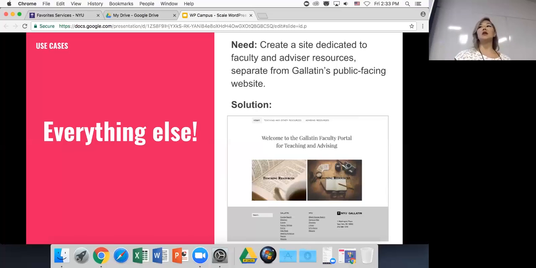We needed a way to quickly and easily generate websites, and the web publishing team has done a fantastic job of making that a really easy option for us. So that's Gallatin's WordPress usage in a nutshell. I'm going to hand it over to Kelsey.